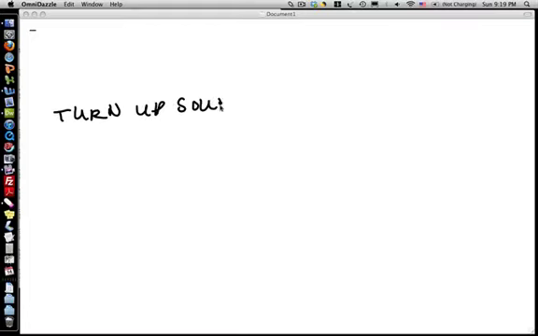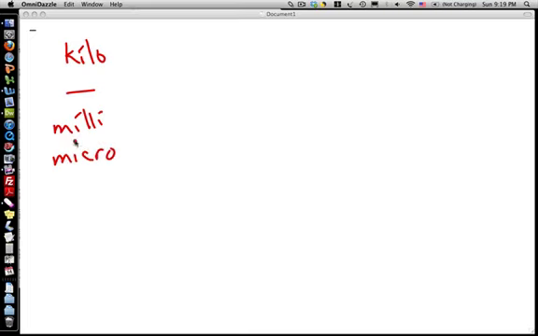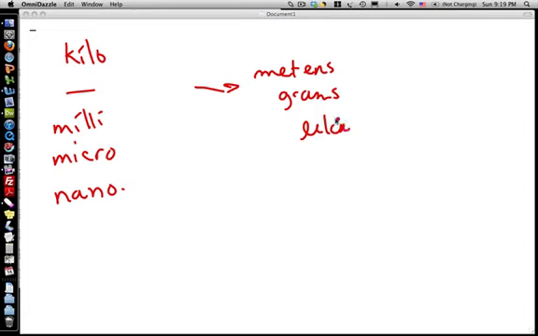All right, hello, and this is a Chuck talk about unit conversions. We're going to talk about unit conversions that include kilo, the base unit, milli, micro, and nano. The base unit could be meters, grams, or liters. The conversions are the same, irrespective of the base unit, because we're focusing on these prefixes.